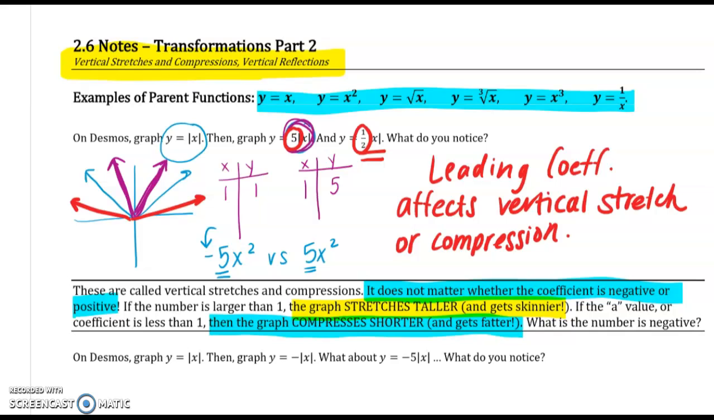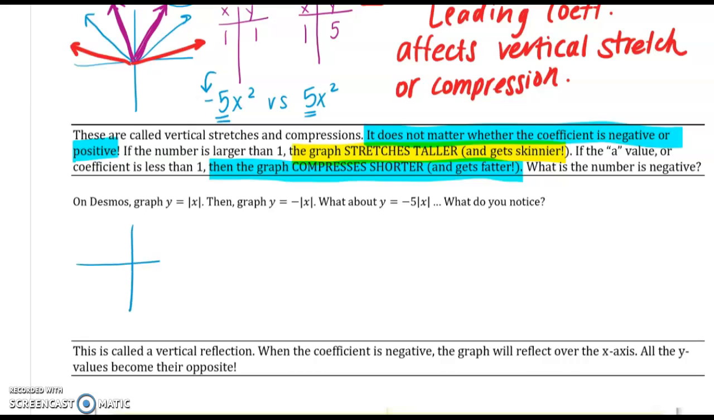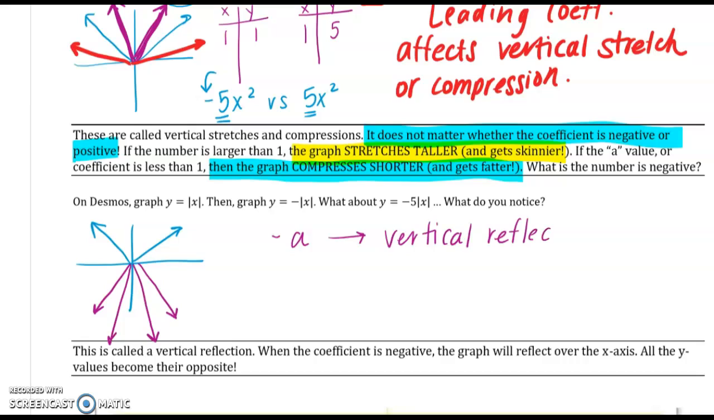So what if the number is negative? Let's go ahead and look at what that might look like. So let's graph that same absolute value of x. If I plugged it into Desmos and I put a negative, what would happen is it would reflect. Negative 5 times the absolute value of x would get skinnier and taller, but also would be upside down. So we can see that a negative a value means a vertical reflection. Again, the negative doesn't mean that this is going to make it flatter. It still makes it taller. The negative just flips it upside down.